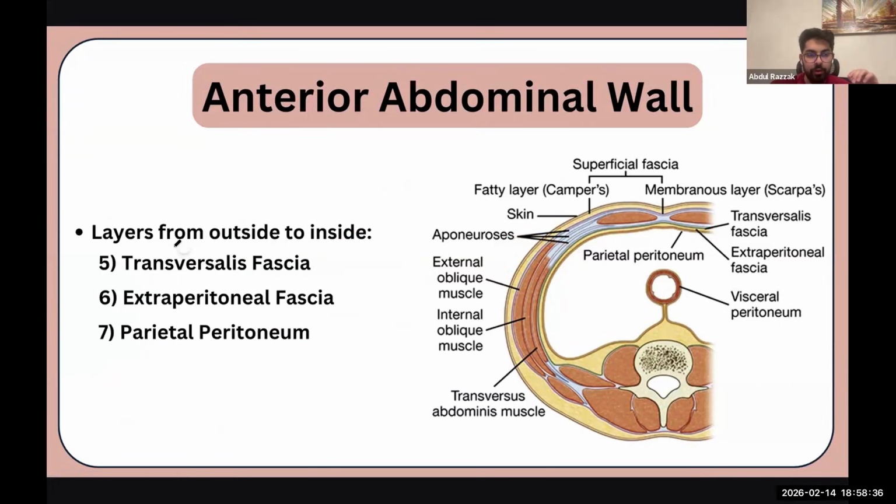Then we have transversalis fascia that is behind the muscles. Behind transversalis fascia, you have extraperitoneal fascia, which also makes sense because we're getting closer to the peritoneum. This is the fascia that is around the peritoneum. Then you have the parietal peritoneum. As we said, there is visceral and parietal. This is the parietal peritoneum, the layer of the peritoneum that is far away from the organs.